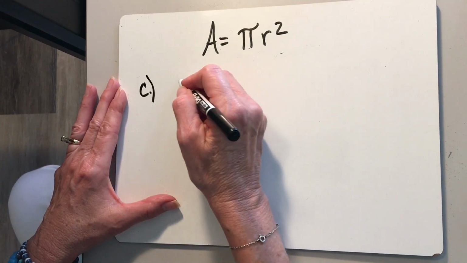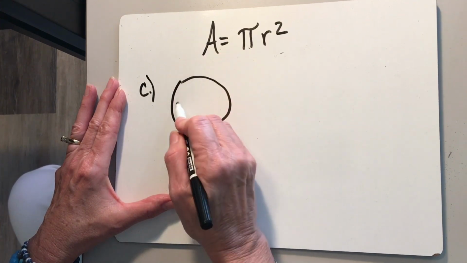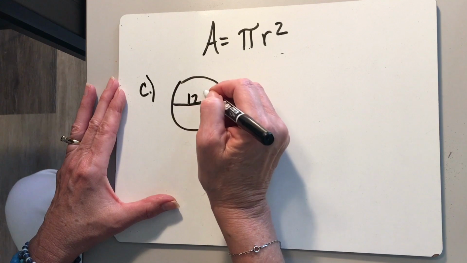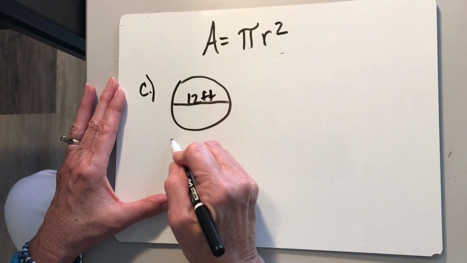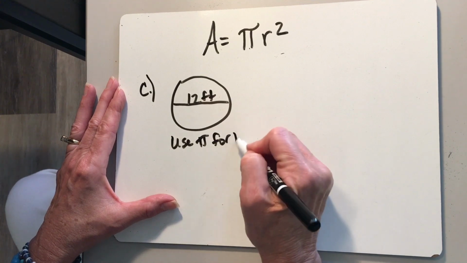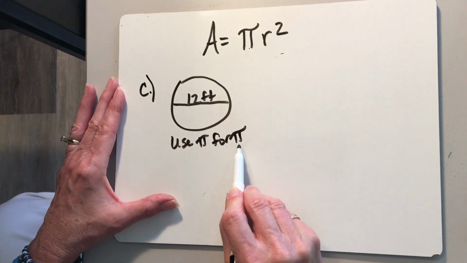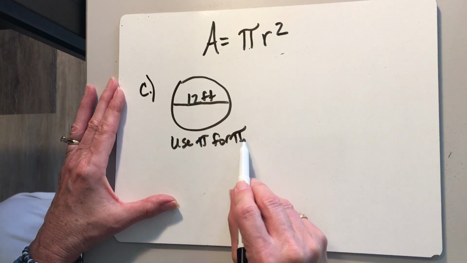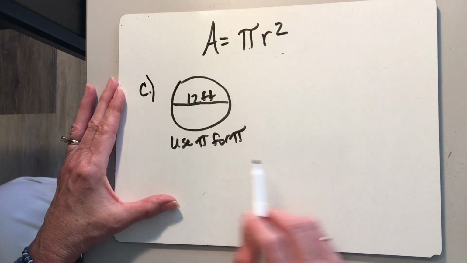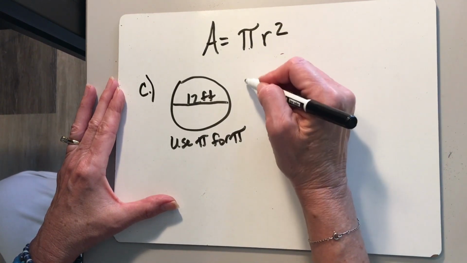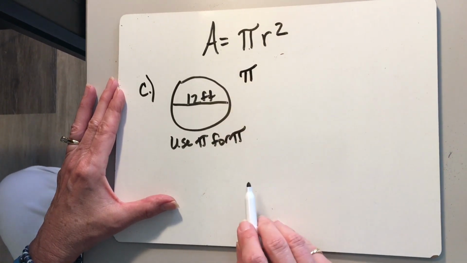This last problem, C, has a circle, but this time it has a diameter. The diameter is 12 feet. And it says use pi for pi. Remember when we were finding the circumference of circles? This is when we celebrate because life is going to be easy. Again, we substitute. Pi for pi, we don't have any numbers there, so we're just going to put pi.